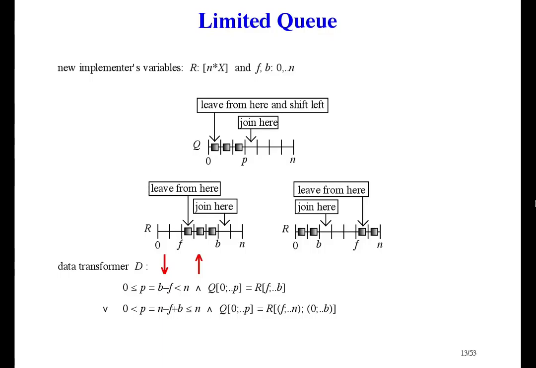The bottom line says that P is equal to n minus F, that's the front piece of the queue, plus B, which is the back piece of the queue. And the items of Q from 0 to P are the same as the items of R from F to n, followed by the items from 0 to B. Now we can transform.